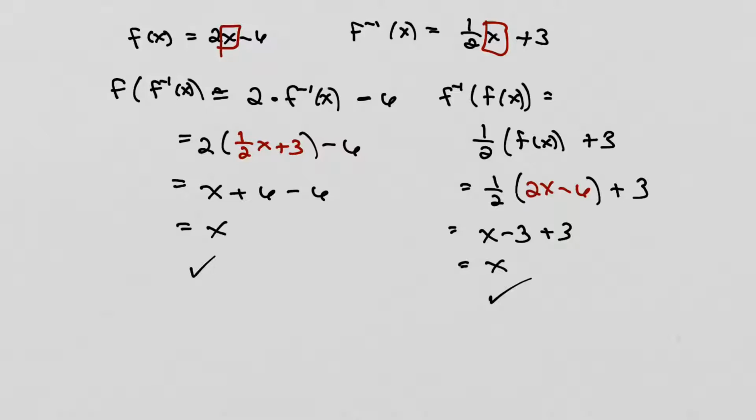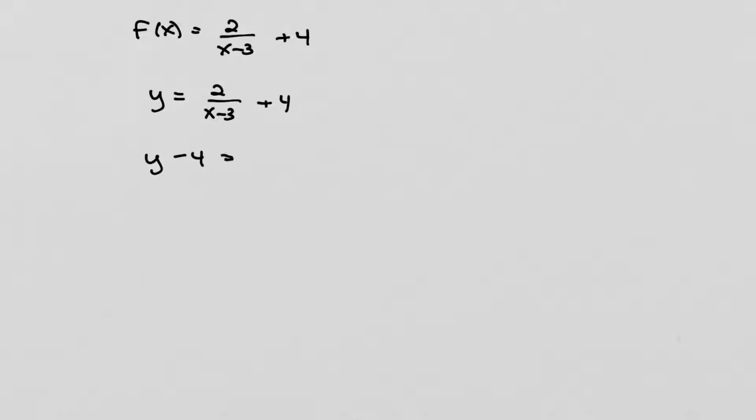Okay? All right, let's try another one here. Make it a little bit tougher. What if f of x equals 2 over x minus 3, plus 4? Then how can I find the inverse here? Well, again, let's say y equals 2 over x minus 3, plus 4. What I could do is take the 4 over to the other side to get y minus 4 equals 2 over x minus 3.